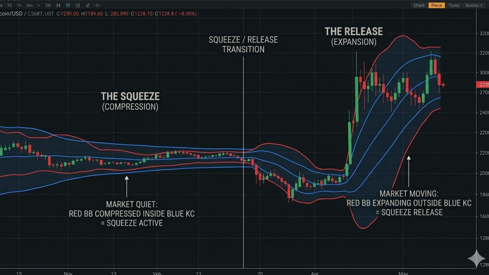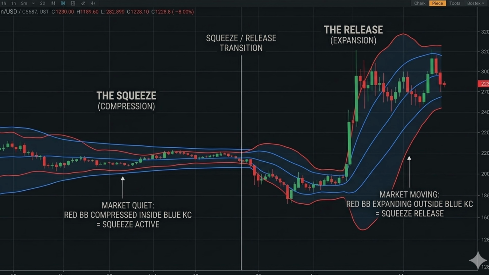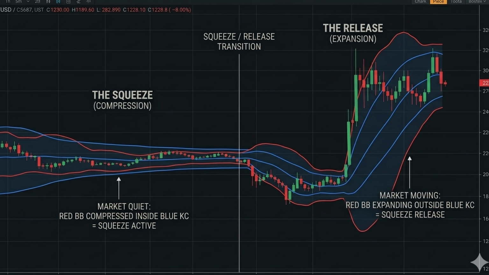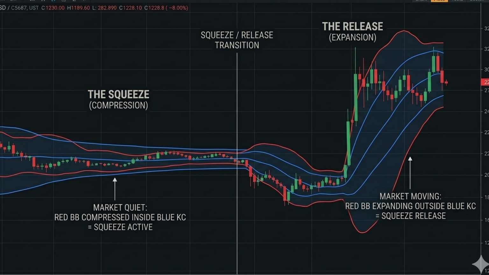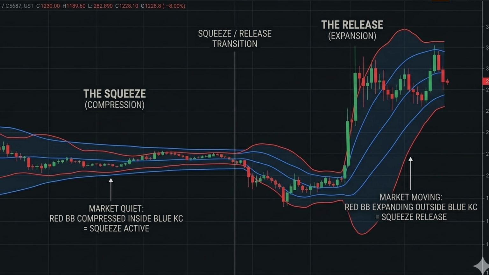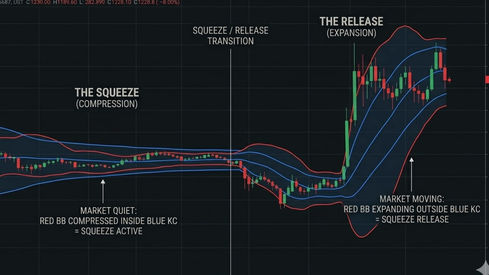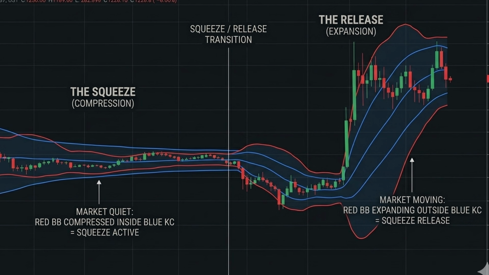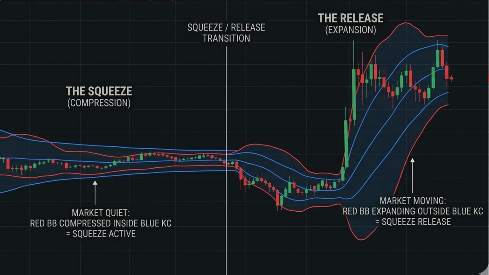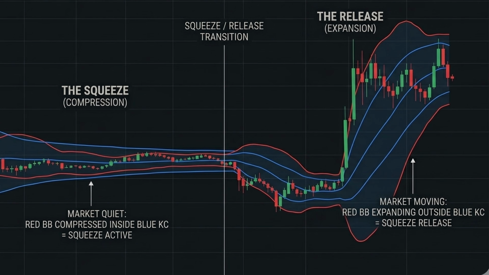When the Bollinger Bands move inside of the Keltner channel, volatility becomes extremely low and the market is compressing. This condition is called a squeeze, and it means pressure is building for a future move. When the Bollinger Bands expand back outside of the Keltner channel, volatility begins increasing again. This means the compression phase has ended and the market is beginning to move, which is called the squeeze release. Now, this is why traders watch the squeeze momentum indicator so closely, because it helps identify moments where the market has been going quiet for a long time and may be preparing for a strong expansion in price, short or long.